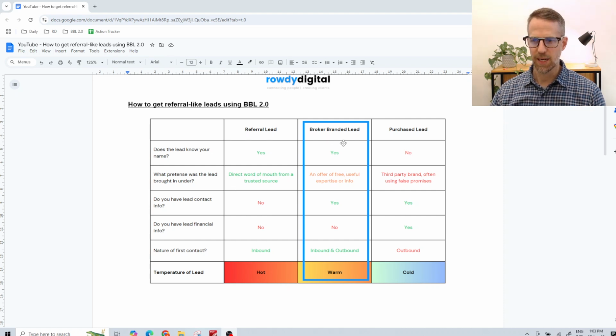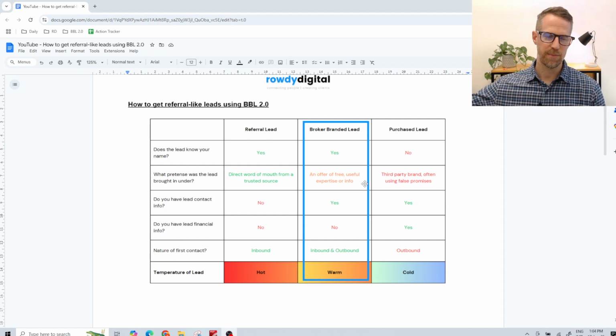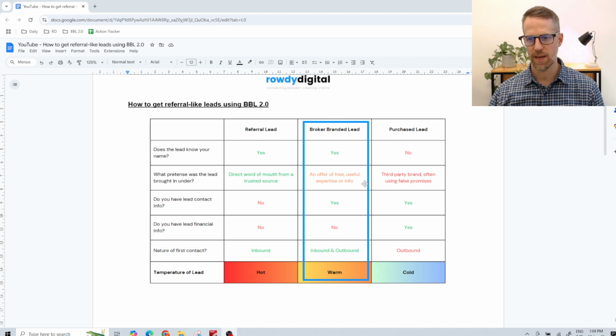So using a broker branded lead advertising system, the lead knows who you are because we advertise your name and business name. The pretense that we bring leads in under is an offer of free, useful, valuable expertise or information. So quite often we'll offer information to a lead to almost self-qualify that lead, meaning if you want to talk to first home buyers, for instance, we'd craft something that's super valuable towards people with first home buying issues. And therefore, other types of leads would not be interested. And that in and of itself is a qualification step.